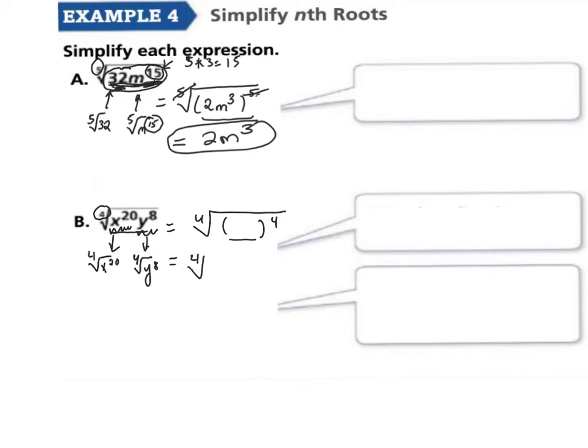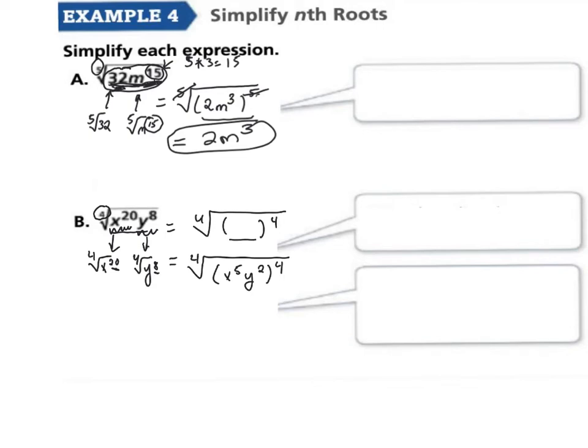Okay, so the fourth root, right? So what times 4 gives us this 20? Well, that'd be x to the 5th. And then what times 4 gives us y to the 8th? That'd be y squared. Right, so that's what goes in our parentheses.